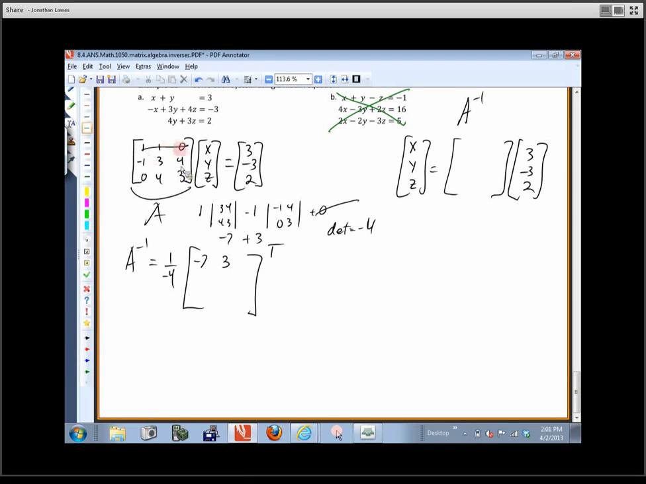Cross out the row and the column. You'd be left with this one right here. This is going to be a negative 4 minus 0. So it's a negative 4 that we're putting here, and the sign associated with that position is positive, so it is a negative 4. Got it?